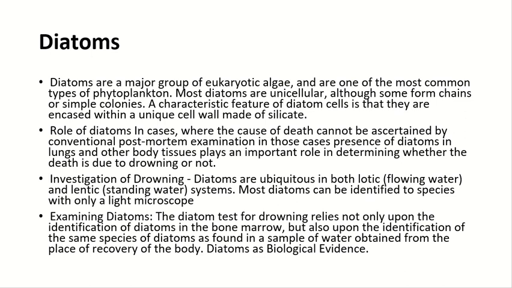Moving on to diatoms. Diatoms are a group of eukaryotic algae and the most common type of phytoplankton. These are unicellular and sometimes may form chains or colonies. The characteristic feature of the diatom cell is the unique cell wall made up of silicate. After a long period of time, the cell wall of diatoms forms diatomaceous earth.